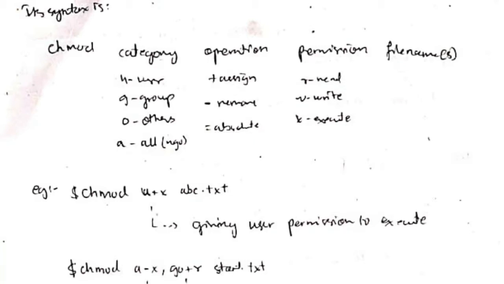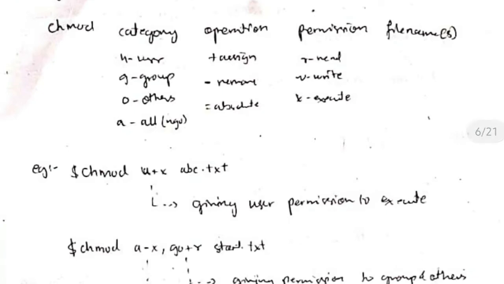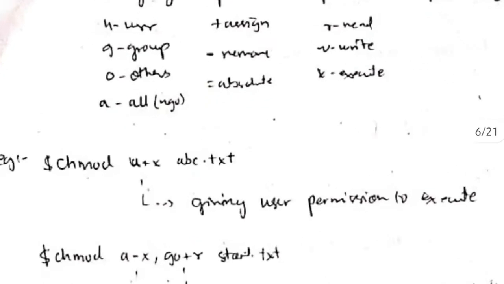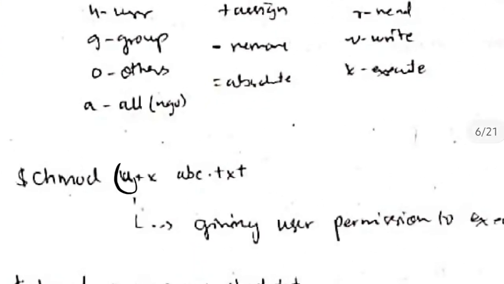Let's see an example for better understanding. We have to write chmod here, and the combination of these 3 things. Let's see each one by one. A indicates all. Sorry, it's U. So U indicates the user. So the user is given the permission, plus means assigning the permission, X means executing. So the user is given the permission for executing the file abc.txt.